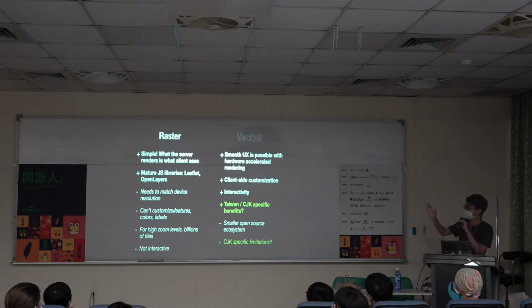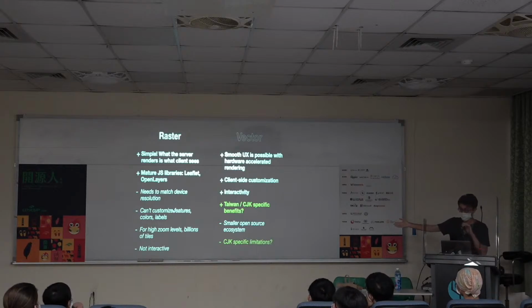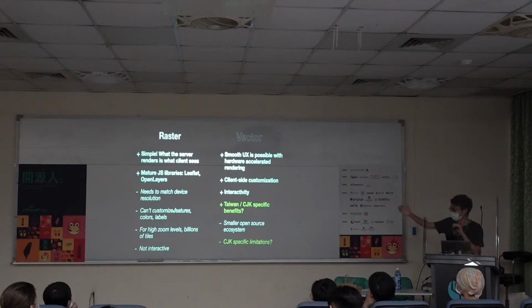So here's a very broad rundown of these pros and cons, raster versus vector. Raster is simple. It has a decade of tooling behind it, but there can be lots of tiles. You can't customize it once it's been rendered, and it can be blurry. Vector tiles can be completely interactive, but there is a smaller open source ecosystem. And what I want to talk about in particular today is what is specific to Taiwan, or CJK, as in Chinese, Japanese, and Korean languages, that might be interesting about vector tiles.